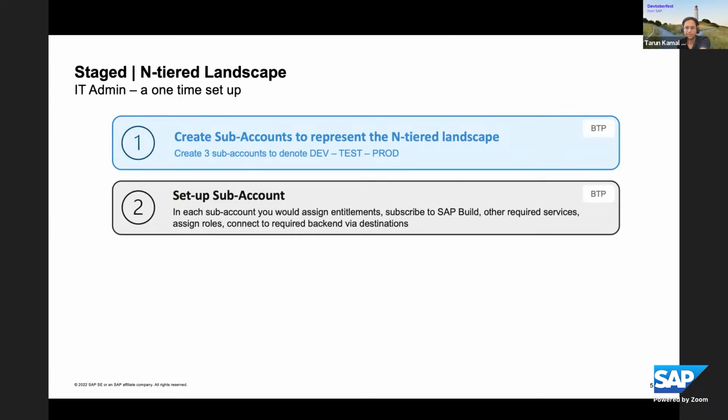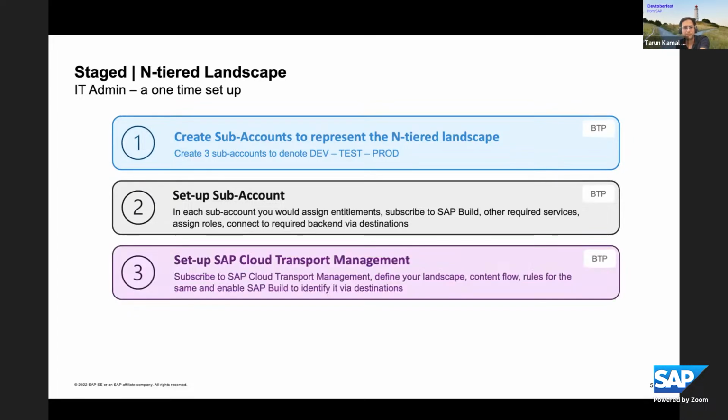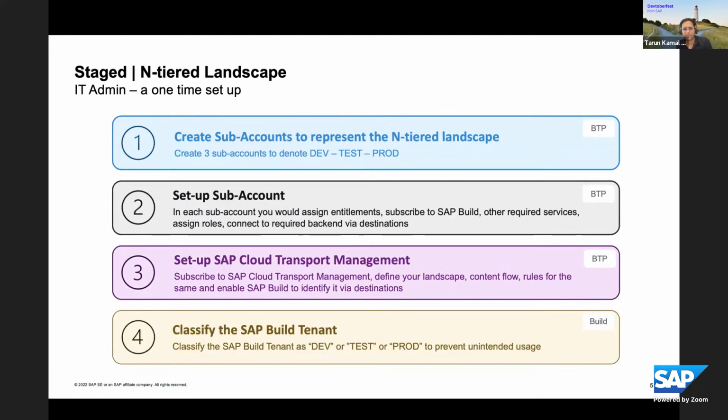Of course, you could automate it using different tools as part of BTP. And eventually you have set up, let's say, the Cloud Transport Management, where you denote what is your dev test prod, how are they connected, how should information or projects flow from one to the other. And lastly, in Build, we have a classification mechanism where you classify the tenant or your sub-account as being whether it's a dev, test, or a prod. The whole intent is to prevent unintended usage, where in dev you can create projects. In test, you can't create; you can only test it out and deploy it. Similar restrictions in production as well. Right? So a simple four-step process.